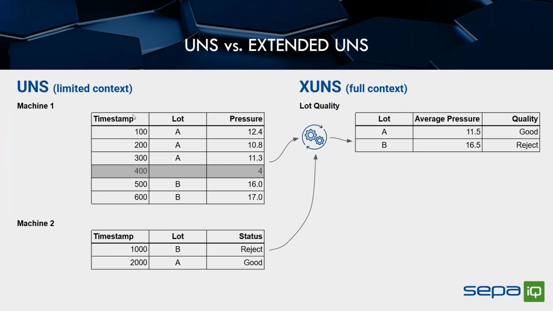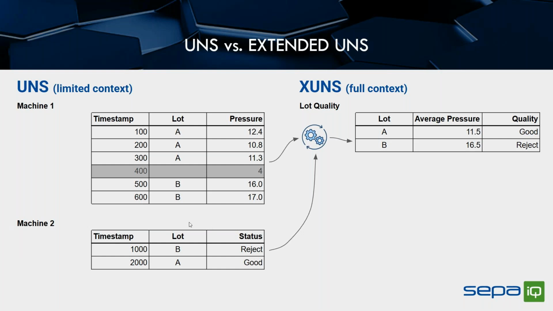They're not legitimate timestamps, but it's easier to use a number. And then you see we recorded a lot and pressure at those timestamps. We noticed that at the 400 timestamp, where it's grayed out, we didn't have a lot. So during that time, we had no product being processed. So that is just noise. We do not want to look for patterns or do machine learning on that. We just want to ignore it because it doesn't matter.